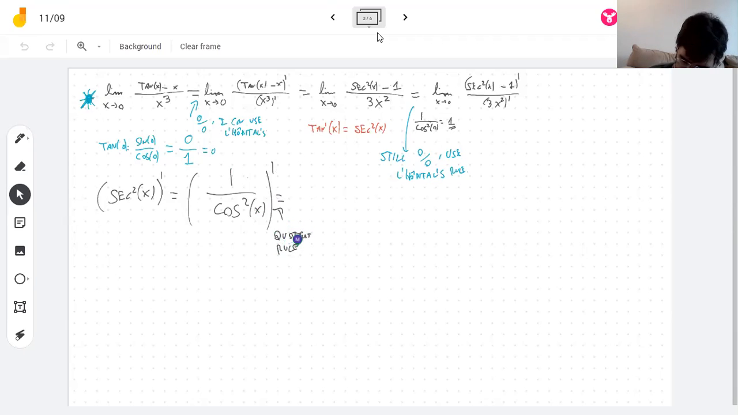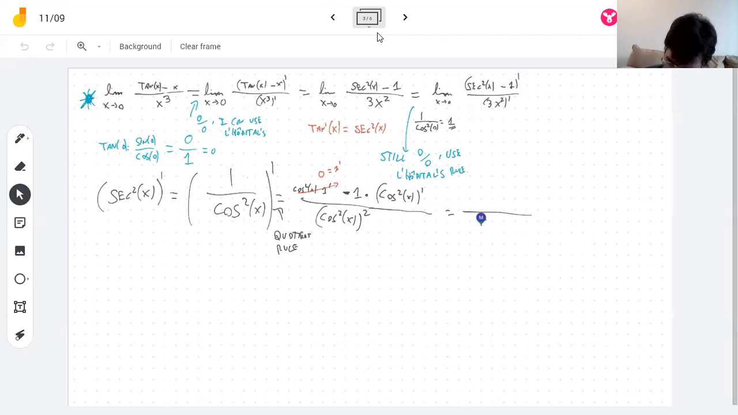So the quotient rule is pretty doable when the numerator is a constant. Because the first term vanishes. There's cosine squared x times the derivative of 1, which is 0. And then we have negative 1 times the derivative of the denominator. So I need to take the derivative of cosine squared. So the denominator is cosine to the fourth.